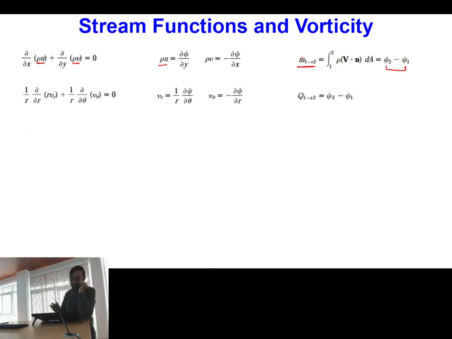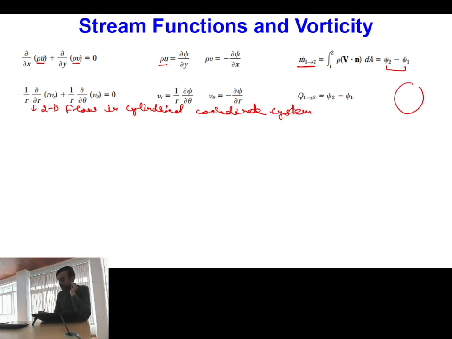So this is nothing but 2D flow in the cylindrical coordinate system. In the cylindrical coordinate system, in one direction you will have variation of r, and in the other direction you will have variation of theta. So in the r and theta plane, if you have to solve the flow situation, what will be happening?